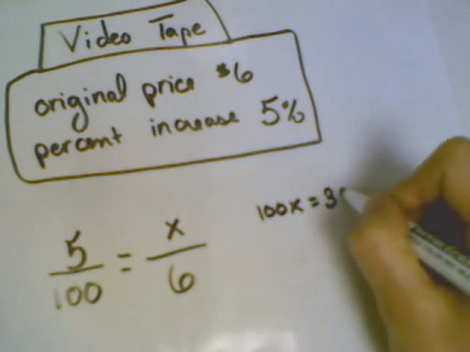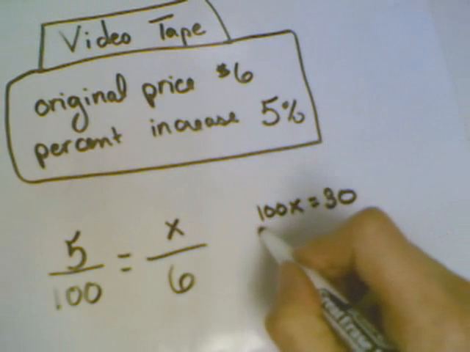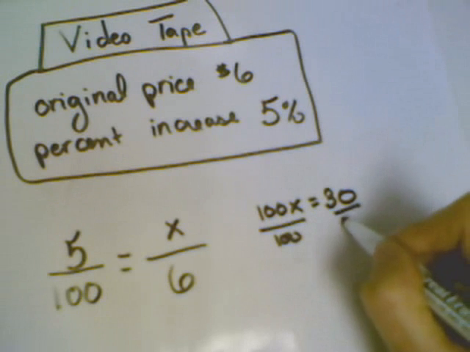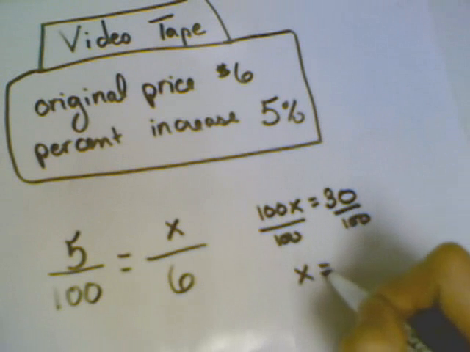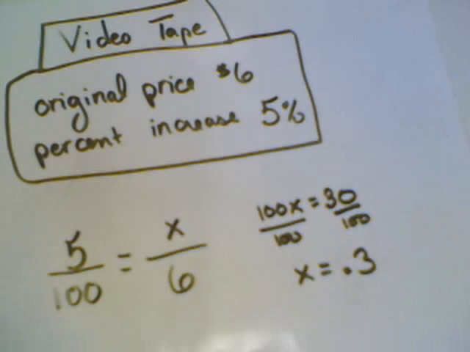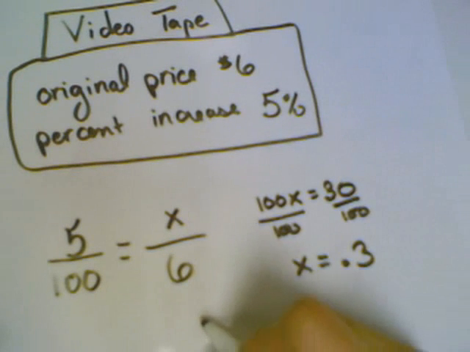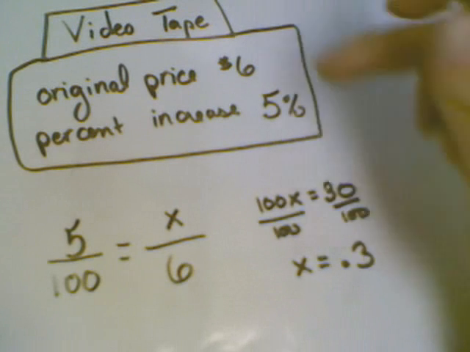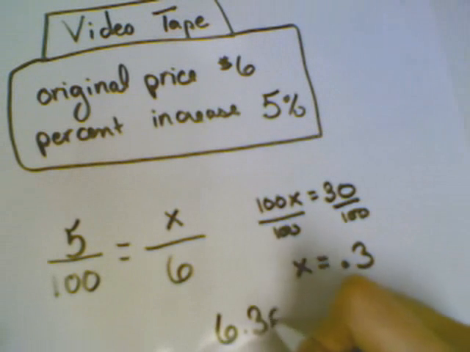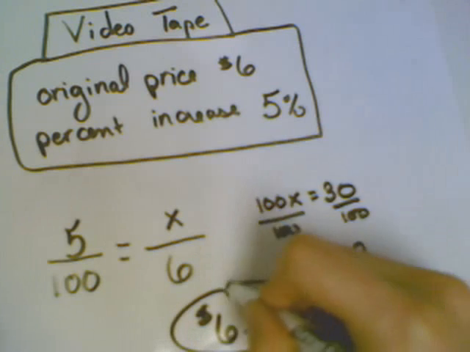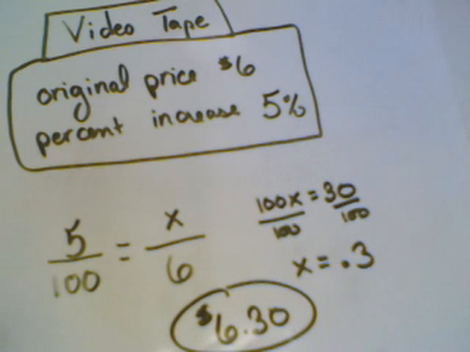Cross multiply to solve this proportion. I will get 100x equals 30. Divide by 100, divide by 100, and I will get that x equals 0.3. In this case, it makes sense to have a decimal as an answer because we're dealing with money. Now 30 cents is not the new price of the videotape, it's the amount that the videotape changed by. So because I'm increasing it by 30 cents, I'm going to add 30 cents to the original price. $6.30 is the new price of the tape.